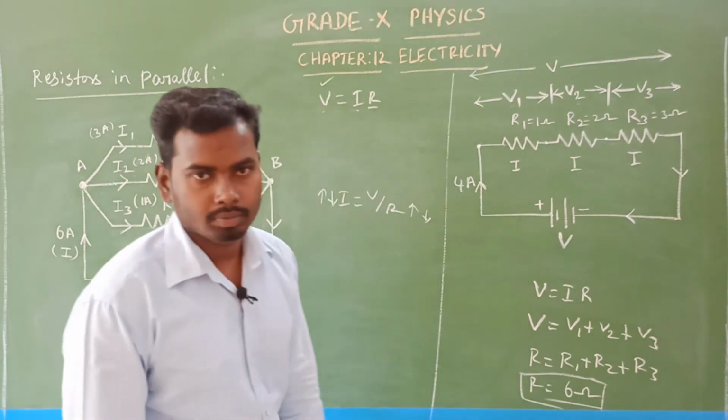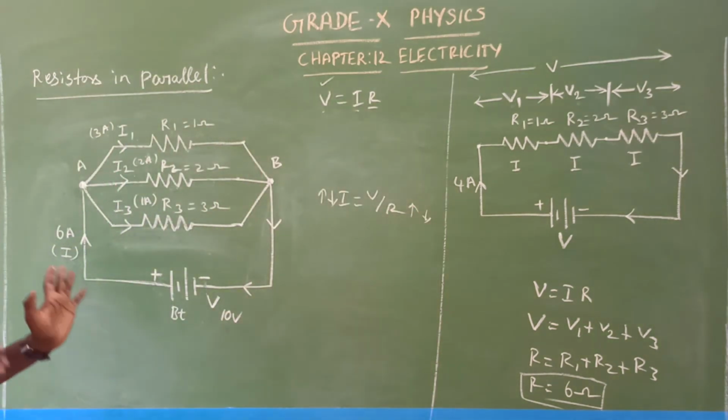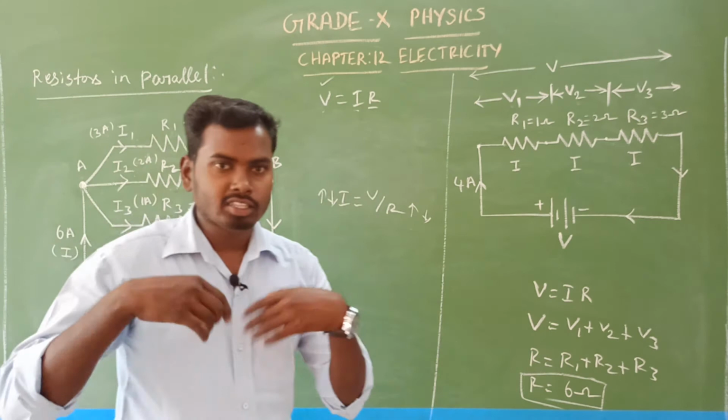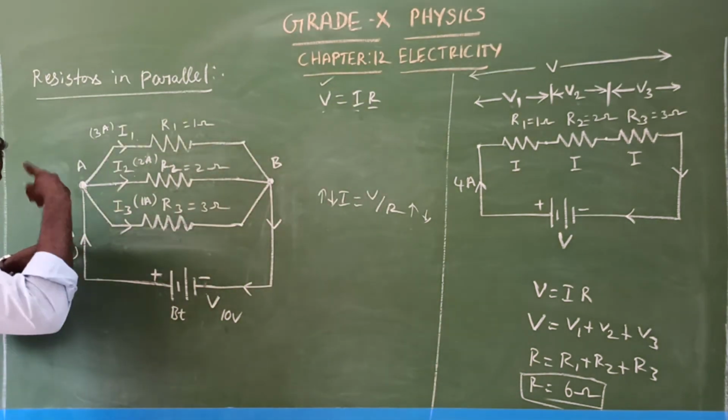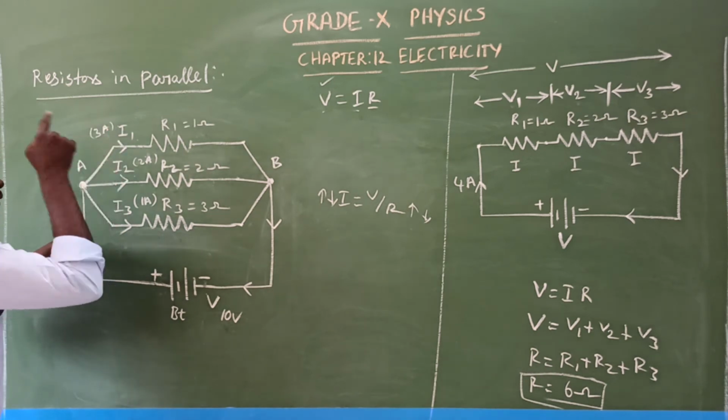Is it clear, students? Yes, that's all. Yes sir, okay sir. In parallel combination, current gets distributed. The total current I gets distributed in the form of I1, I2 and I3.